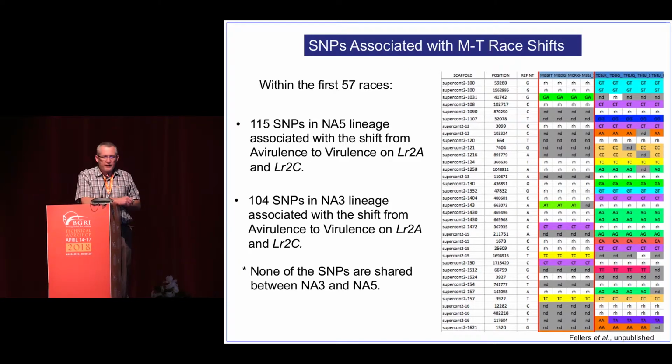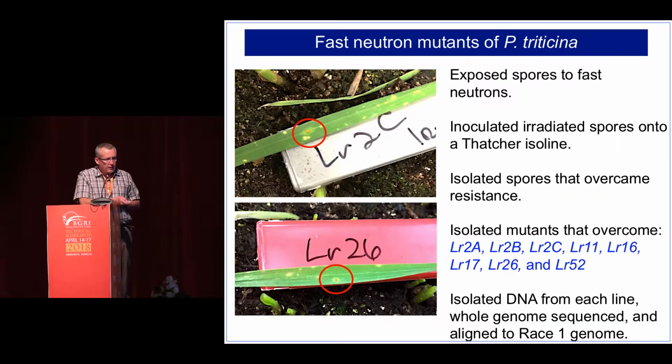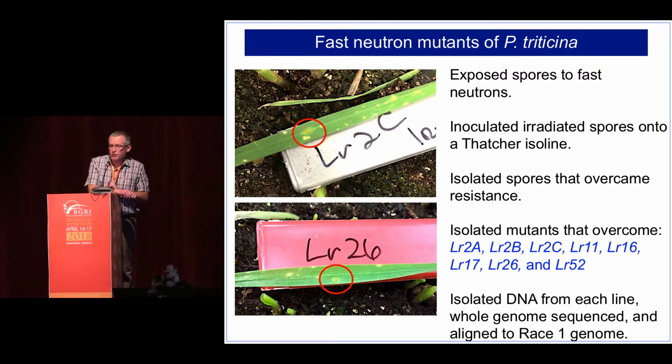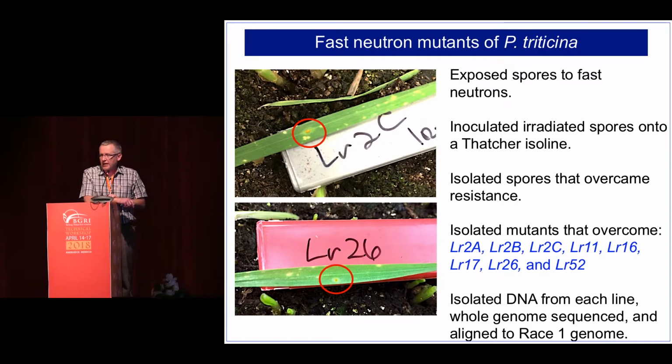So we needed another way to really look at this. One of the things I did is I exposed spores to neutrons. Somebody else earlier today talked about that; at Kansas State University we have a nuclear reactor on campus. So we took spores over to them and they exposed them with fast neutrons. We inoculated these spores onto a specific Thatcher isoline and isolated the single spores, which I've highlighted with the red circles.